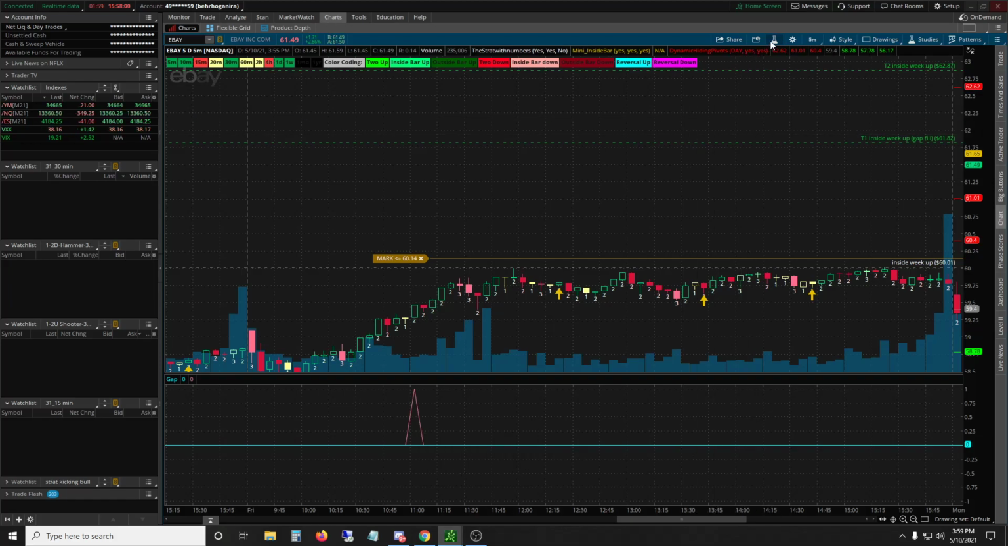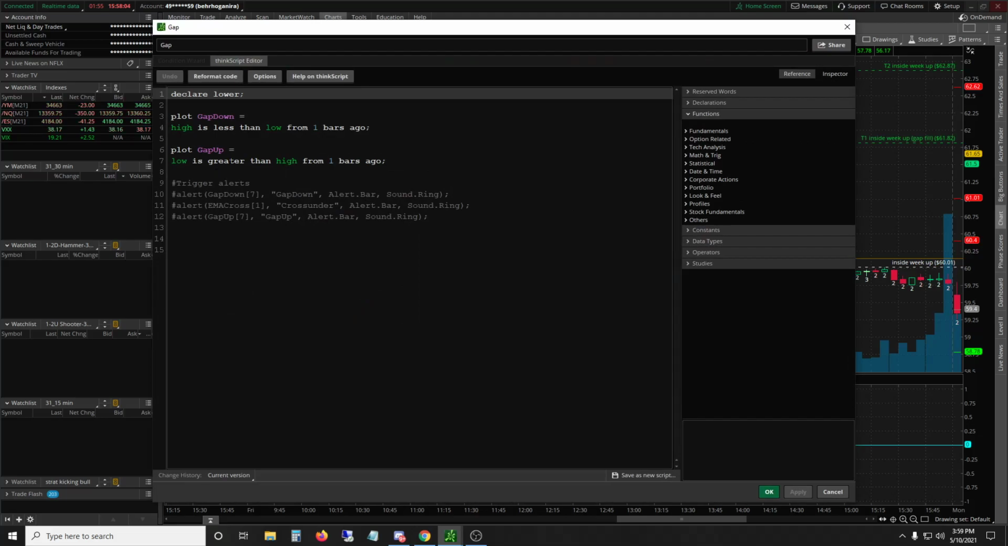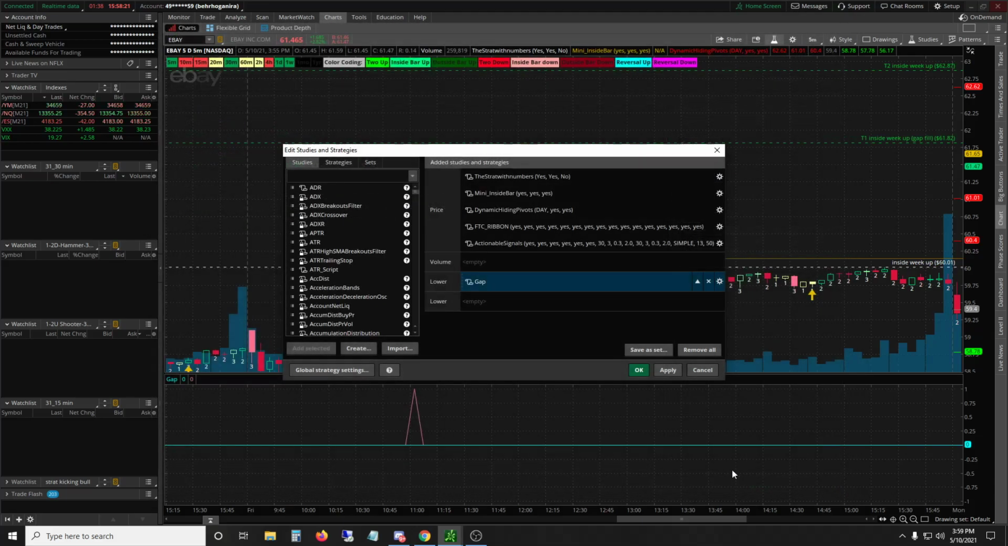Let me go back up here. I don't know why. The high is less than the low from 1 bar ago, and the low is greater than the high from 1 bar ago. See, in my mind on that one, it shouldn't trigger when it's the same price, but either way, I don't really pay much attention to that.